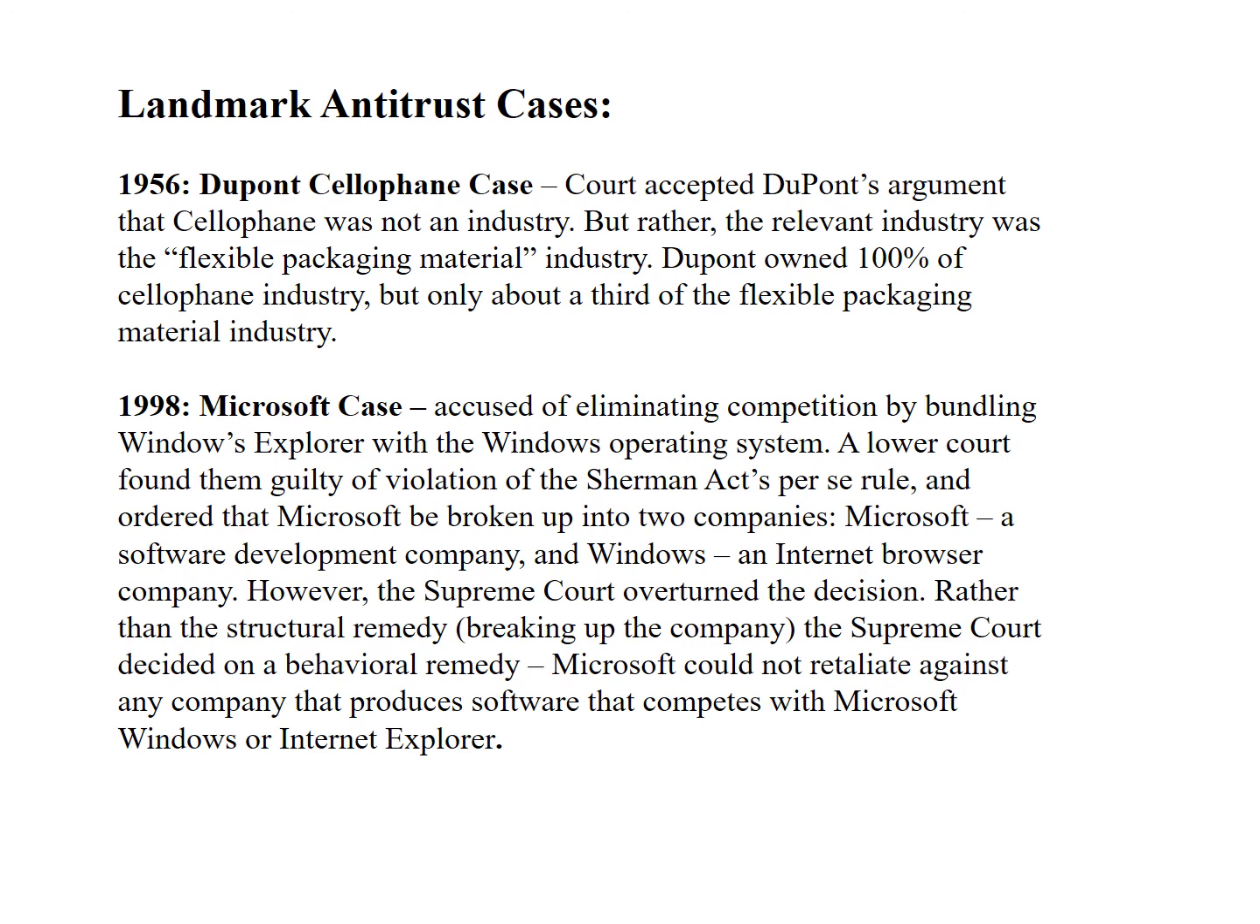Rather than the structural remedy, breaking up the company, the Supreme Court decided on a behavioral remedy. Microsoft could not retaliate against any company that produces software that competes with Microsoft Windows or Internet Explorer. This was the first instance of a court finding a behavioral remedy in an antitrust case. A behavioral remedy is, essentially, a promise by a firm to behave itself.